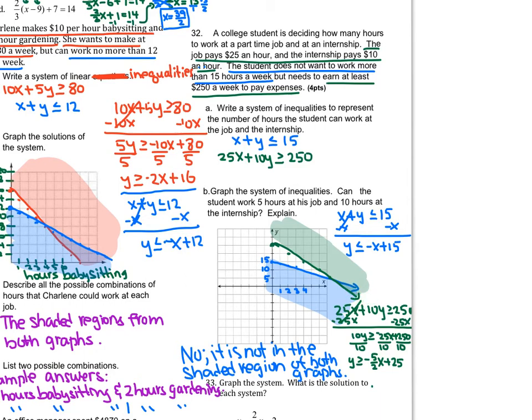The second part of the problem is asking, can he work 5 hours at his job and 10 hours at his internship? So if you look on the graph, 5 hours at his job and 10 hours at his internship is not in the shaded area. It's somewhere right here in the white spot. And we're looking for answers that are in this spot here where they're overlapping. And so the answer would be no. It's not in the shaded region.